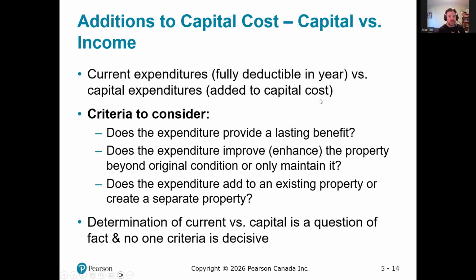So what we want to find out is the thing we paid for, does it provide a lasting benefit? Does it improve or create a longevity in the asset we have? Have we made it last longer? Has it improved or enhanced the property? Did we add a new function? Did we expand productivity rates? Can the machine produce more units faster? Does the expenditure add to an existing property or create a separate property?